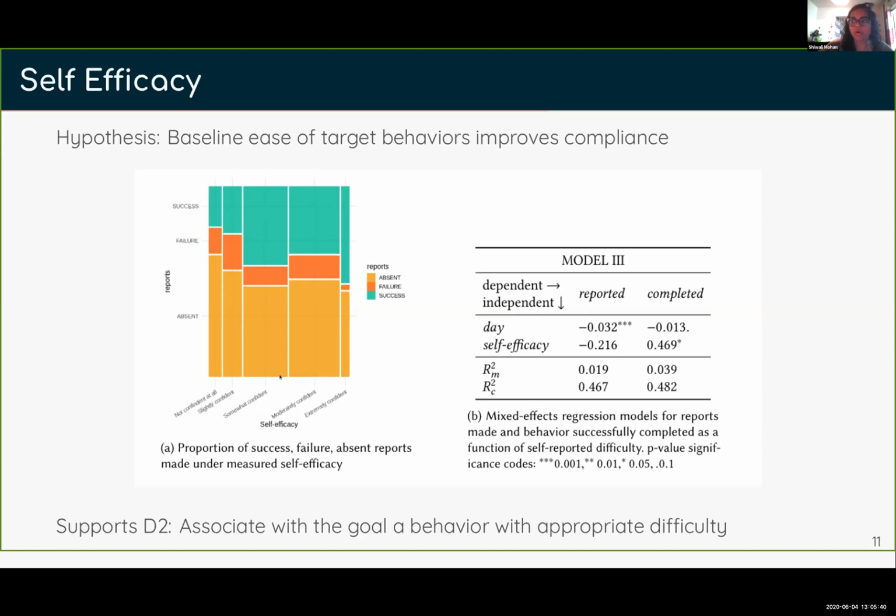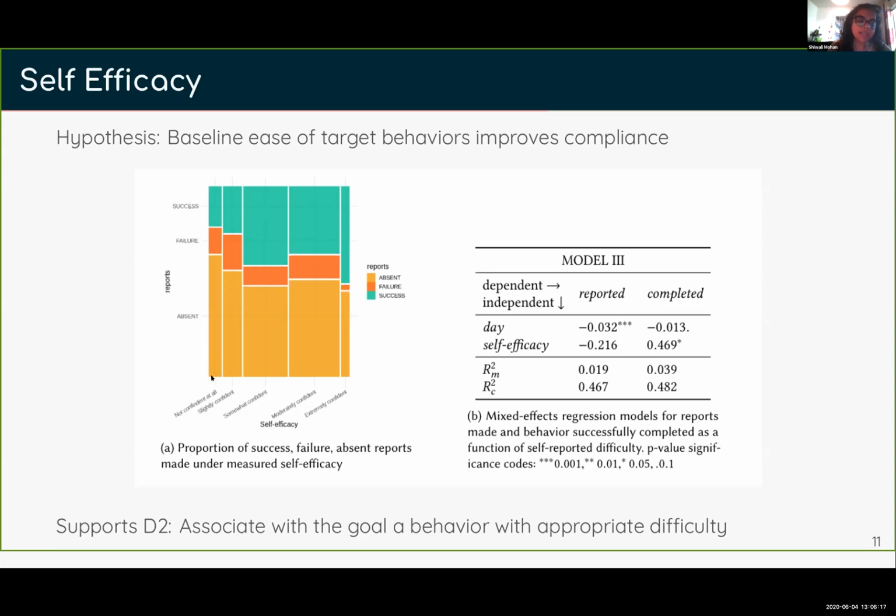I'll just walk over the graph a little bit. The x-axis shows the difficulty. This is the highest difficulty task, this is the lowest difficulty task, increasing in this way. The orange or yellow part shows how many people were absent, so they didn't even come into the app or report anything. Failure is how many people came into the app and said they failed to do the task or the behavior they were assigned. And success is how many people came and reported that they were successful at doing that behavior at the time they were supposed to.